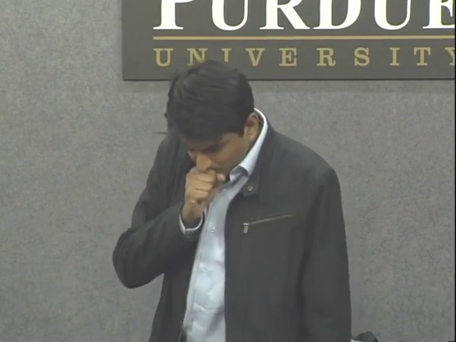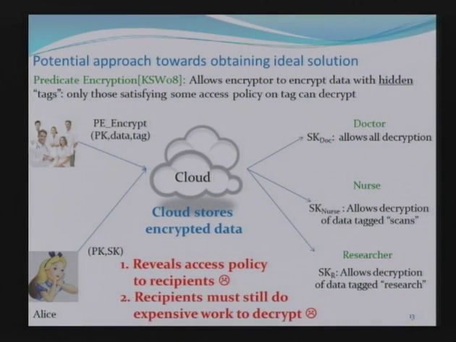Another drawback with predicate encryption-based solutions is that the recipients need to do work that's proportional to the access policy. So if you have a complicated access policy, then in order to decrypt the data, they need to do something complicated as well. And this is something we'd like to somehow offload to the cloud. We have the cloud that's prepared to do expensive work for us. Somehow, we'd like the recipients to just do normal decryption of simple ciphertexts and let the cloud do all the expensive work. With a predicate encryption-based solution, we are falling short there as well. So these are two issues that we'd like to address.